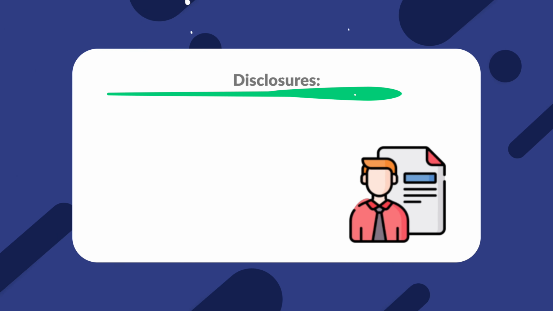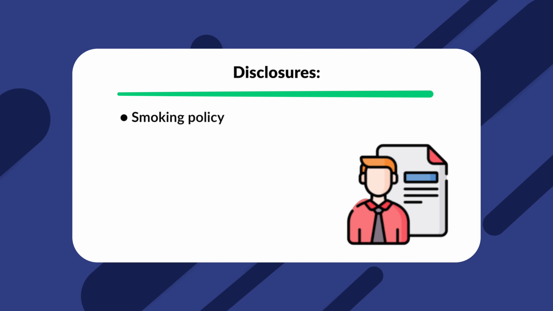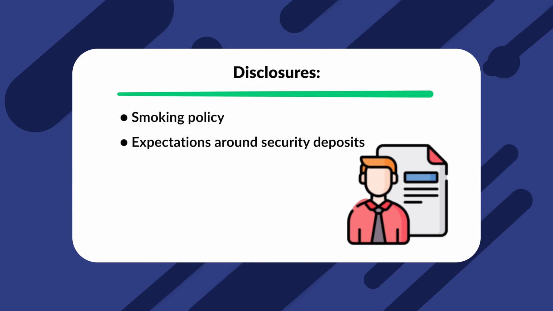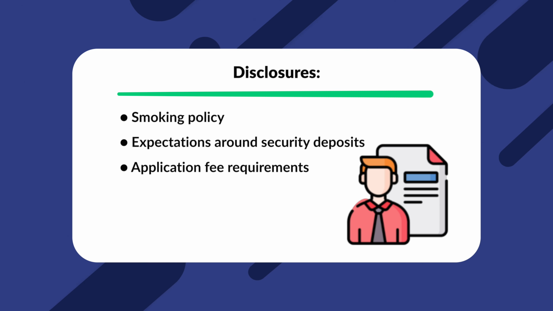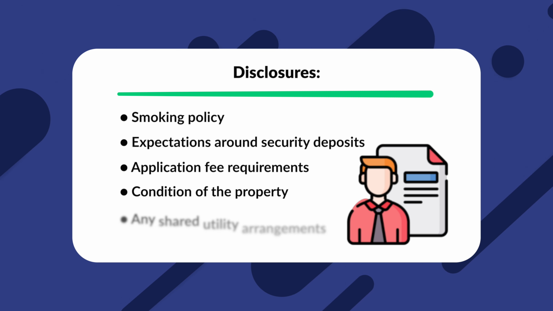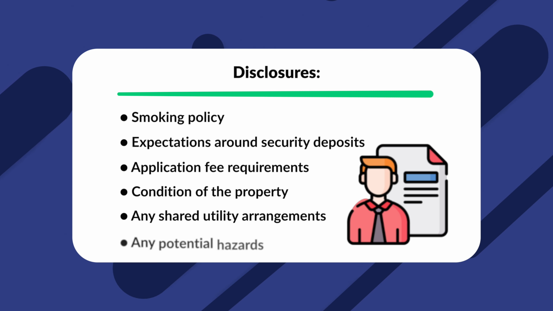Beyond this, landlords in Arizona are required to make several disclosures to the applicant. These could include smoking policy, expectations around security deposits, application fee requirements, condition of the property, any shared utility agreements, and any potential hazards.